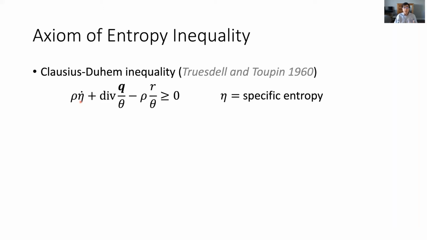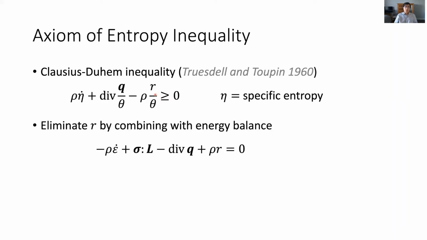But the second law says that these two sources are not enough. There will be greater entropy generation than the entropy that's carried by the entropy flux and by the internal source of entropy generation. Okay, so that's what the second law says.